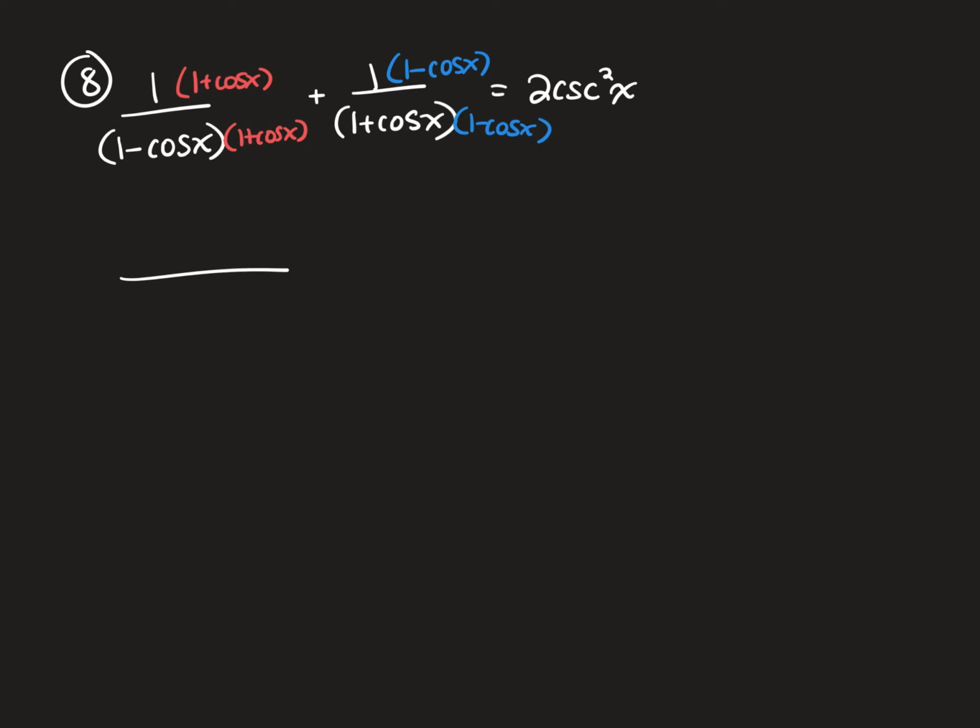So my first fraction, in the numerator, I would multiply 1 times 1 plus cosine of x to just get 1 plus cosine of x. And then I have 1 minus cosine of x times 1 plus cosine of x. Okay, then I have 1 times 1 minus cosine of x, and then over my common denominator.